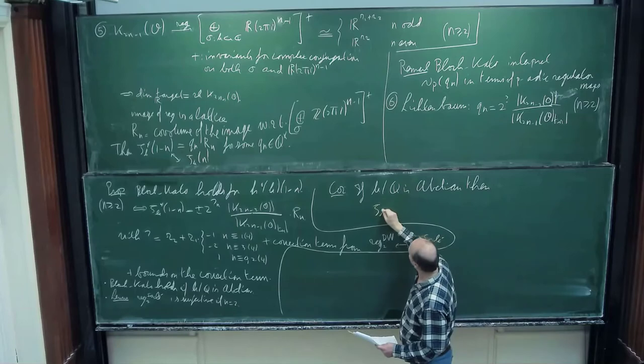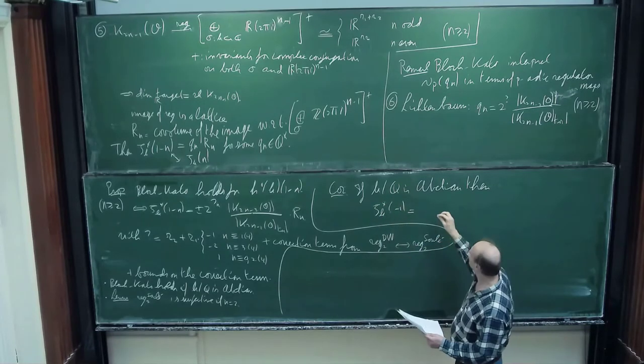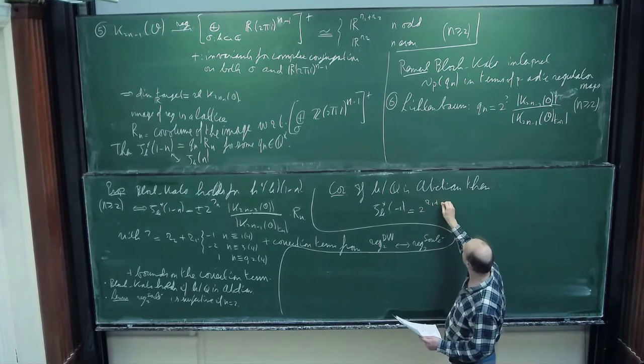then zeta_K star at minus 1 is going to be 2 to the power of 1 plus r2.